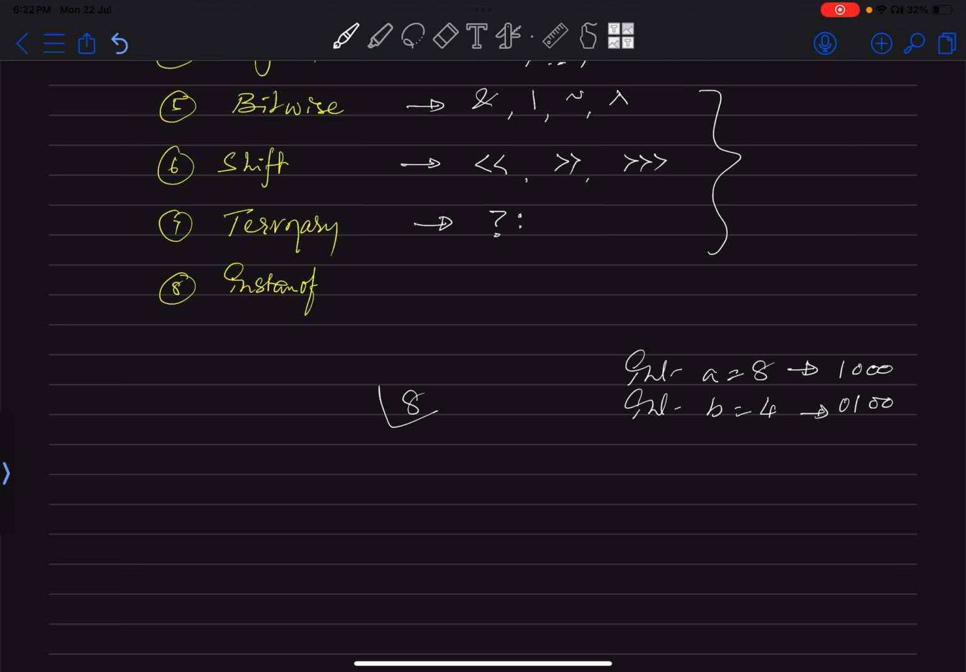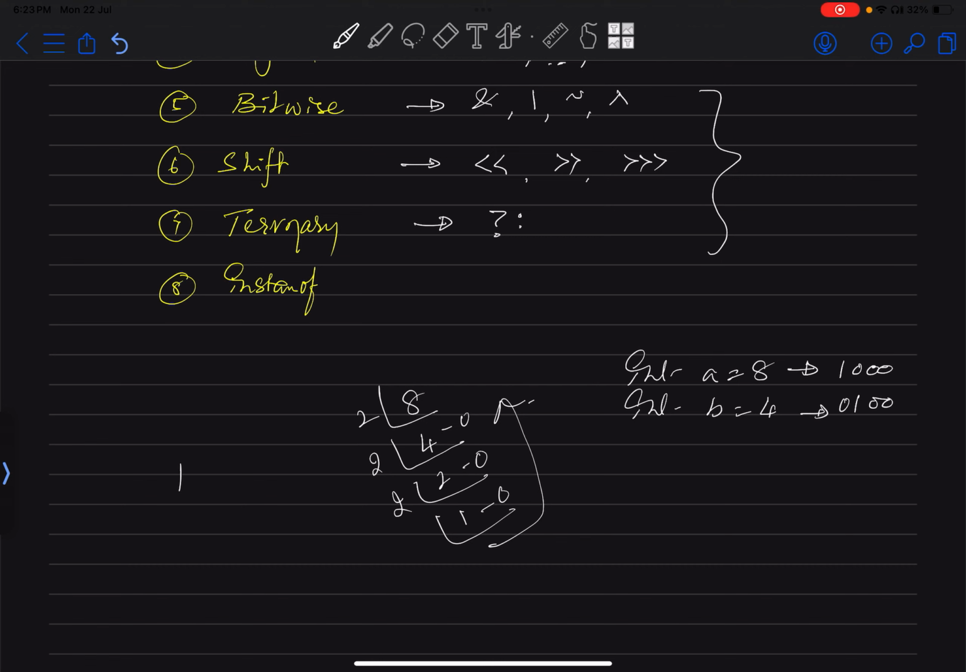It's a very simple thing. You keep dividing it by 2. For example, for 8, the remainder is 0, then the remainder is 0, and then the remainder is 0. So this is how the binary number for 8 is arrived at. It is 1000. This way we represent it.